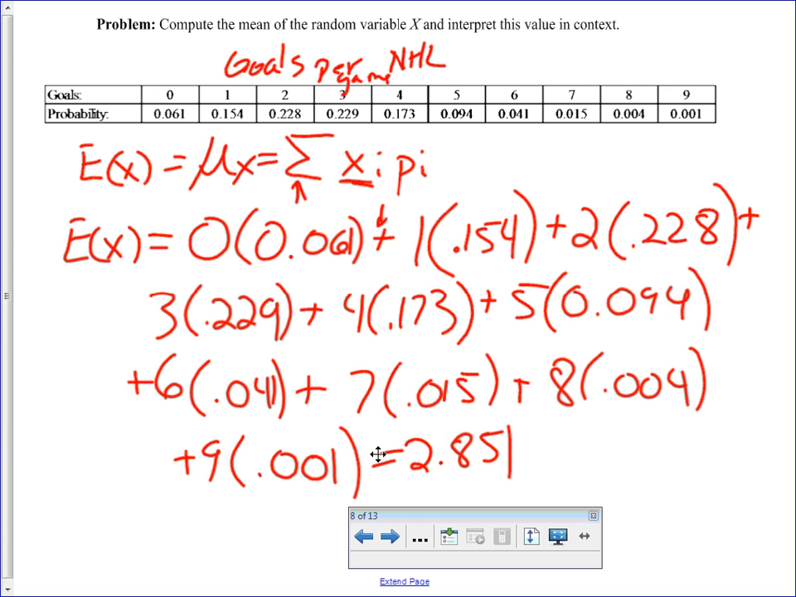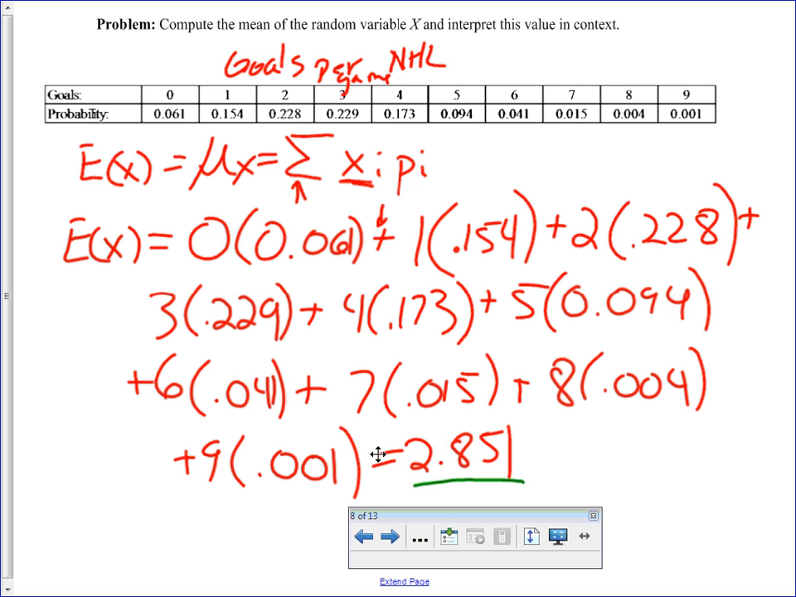which is a little hard to wrap our heads around, because if you went to an NHL game, you can't score 2.851 goals. You could score 2 goals and you could score 3 goals. And so what this is really telling us is that we're most likely to either see 2 or 3 goals, and we're slightly more likely to see 3 than 2. But we could also see 4, and we could also see 1. But that's the average goals per game.